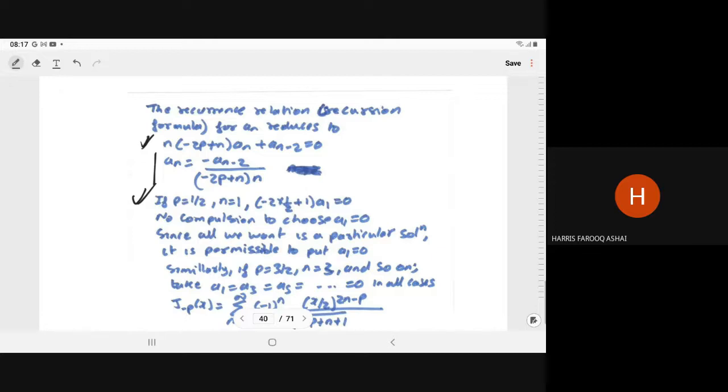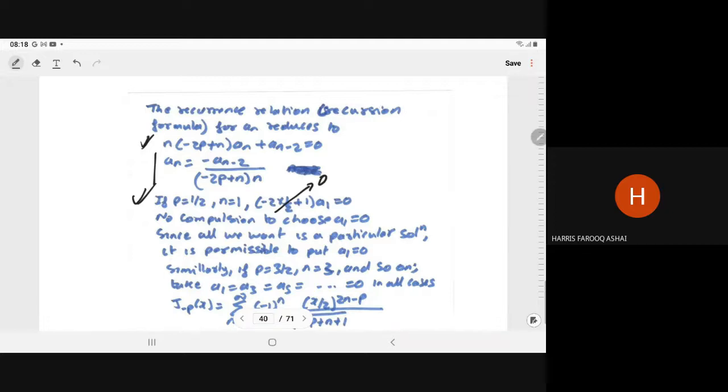So here, if p is equal to half, n is equal to 1, so here we have the factor minus 2p plus 1, right? a1 is equal to 0. In that case, there is no compulsion, because this factor is 0. So there is no compulsion to assume that a1 is equal to 0, because during the derivation of the J p we have seen that a1 is equal to 0. But here, because the bracket is coming 0, there is no compulsion to assume a1 is equal to 0.